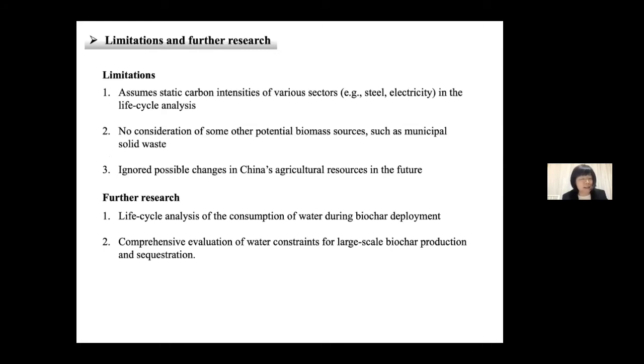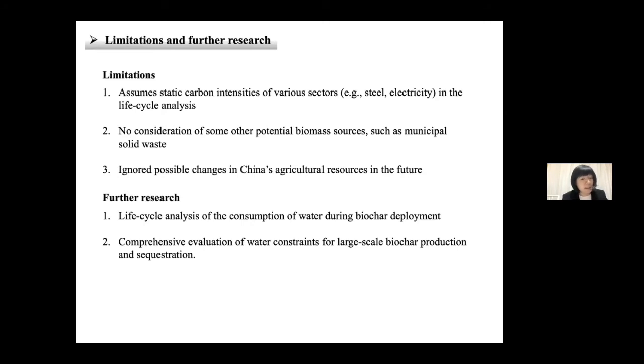These are the limitations of our study. First, static carbon intensity of various sectors was assumed. We just wanted to simplify the assessment. However, because of national policy, renewable energy policy, and technological development, the carbon intensity for sectors should decrease gradually over time, and the decreased carbon intensity could lower the carbon emission for the upstream production and services over the whole life cycle of our system. So it will cause a decrease in the greenhouse gas emission for the targeted system here.